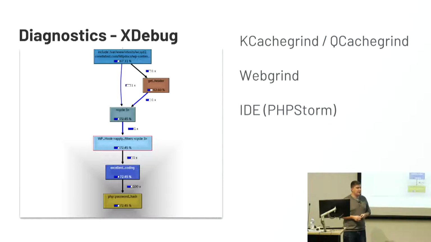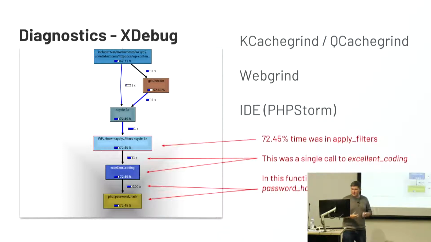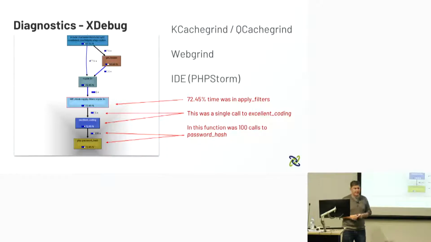So just to give you an example, this is a call stack of what's actually going on in the background when WordPress is rendering your site. You can see 72% of the time was spent in apply_filters. So something was calling a hook. We can see, again, 72% of this time was this excellent coding function that's caused the slowdown. And of course, for some reason, we can see 100 calls to the PHP password hash.